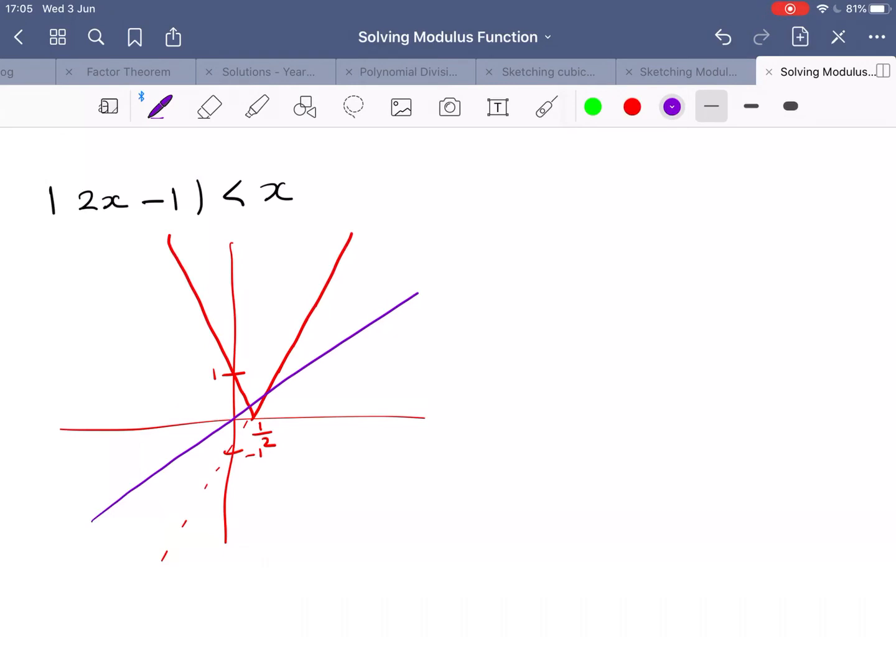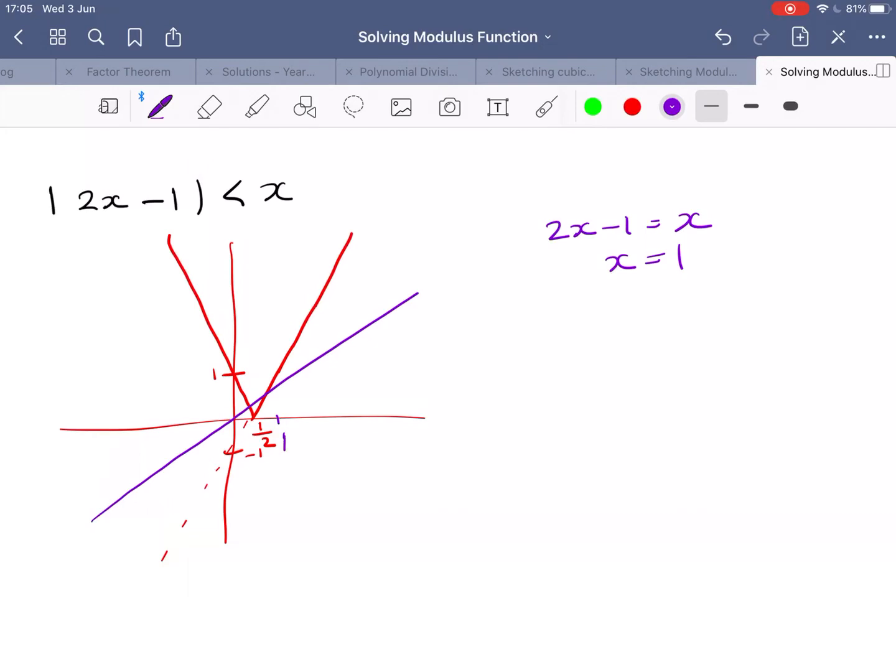So I have got the positive version of the line and the line y equals x. So to do those, I do 2x minus 1 equals x. So x equals 1, which looks about there. Try and squeeze it in. I should have drawn this a bit bigger.